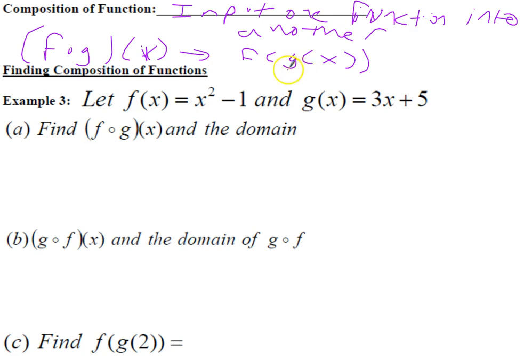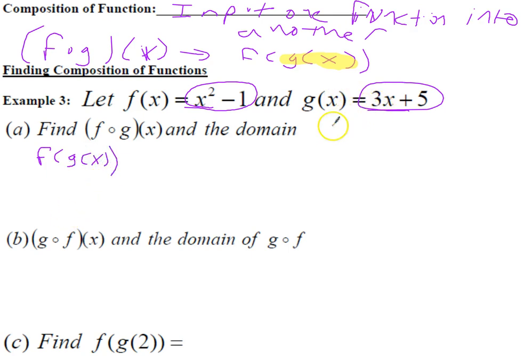So what we would do is we're going to take one function. In this case, we would start with the interior function and take g of x and plug it inside whatever function f of x is. So as I look here, here is our f of x function. Here is our g of x function. So this first one here, again, we're going to read this as f of g of x.